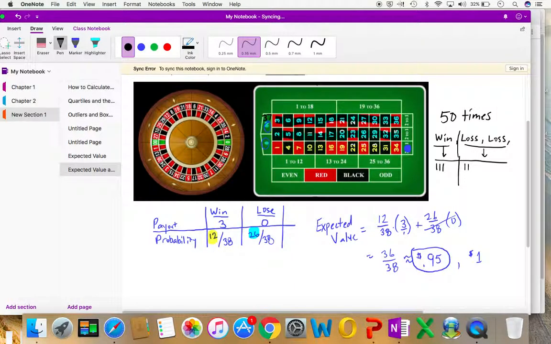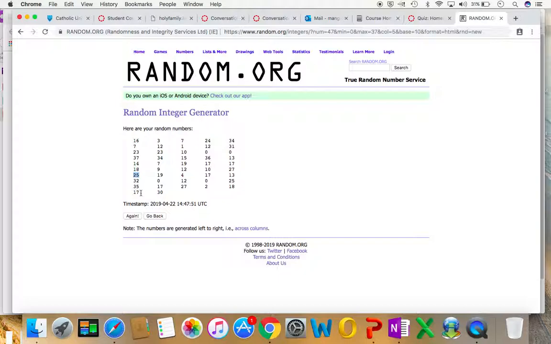32, I don't believe, is on that list. 35, not on the list. 17 is not on the list. Okay, so in the first column, the only winners we have are 25 and 7.